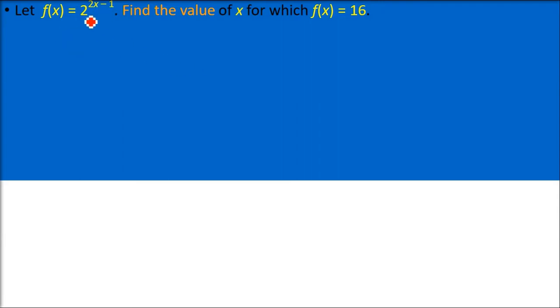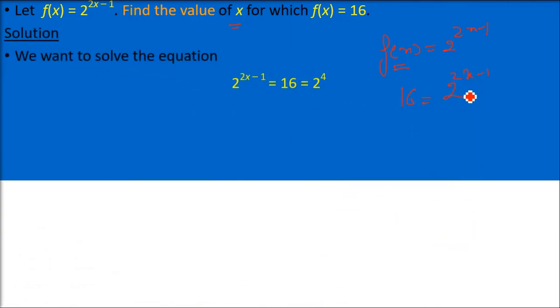Now let us take an example here so that we understand the actual meaning of exponential function and how we use it for the solution of certain expressions. So f(x) is 2 raised to x minus 1. Find the value of x for which f(x) equals 16. f(x) has to be 16. So 16 equals 2 raised to the power x minus 1. So this is an exponential function. So basically this is 16.